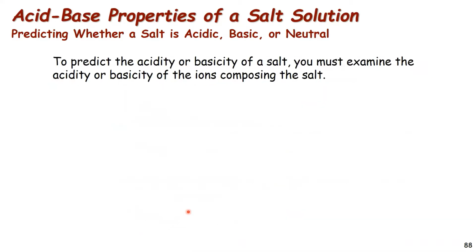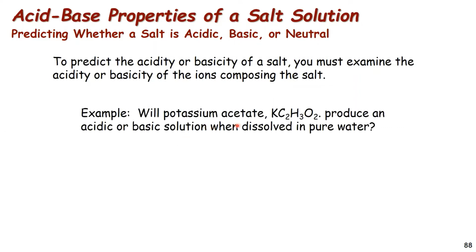Okay. So how do we predict the acidity or basicity? Well, you're going to have to examine the acidity or basicity of the ions that compose the salt. So for example, we have the salt potassium acetate. So is it going to produce a basic or acidic solution? Even before you would start to quantify this problem, you should already have an idea that this solution is going to be what? Hannah, is this going to produce an acidic solution or a basic solution? Or will it be neutral? The potassium ion doesn't react with the water.